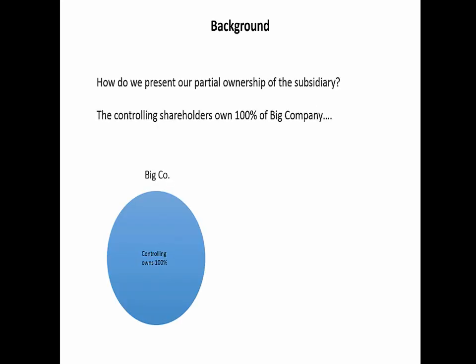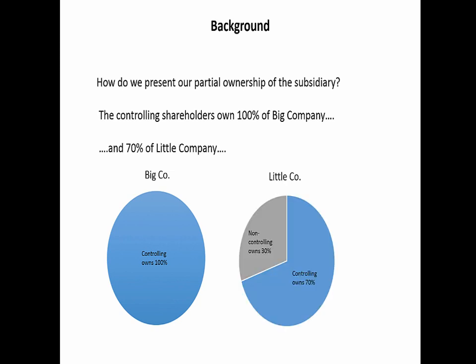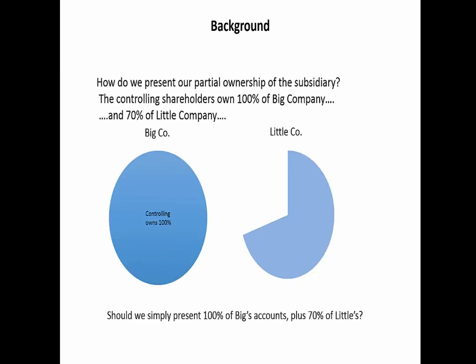Now, how do we present our partial ownership of the subsidiary? Again, the consolidated financial statements are prepared from the perspective of the parent corporation, big company. Now, the controlling shareholders own 100% of big company and 70% of little company. To present this economic entity, should we simply present 100% of Big's accounts, their assets, liabilities, equity, revenue, and expense, plus 70% of Little's accounts?